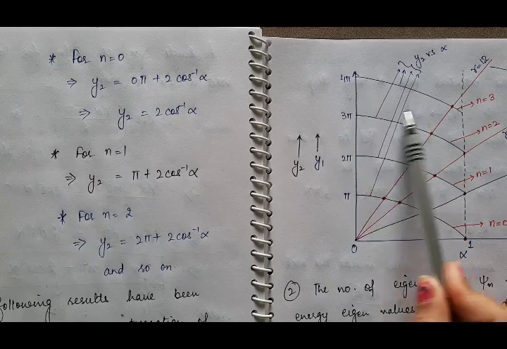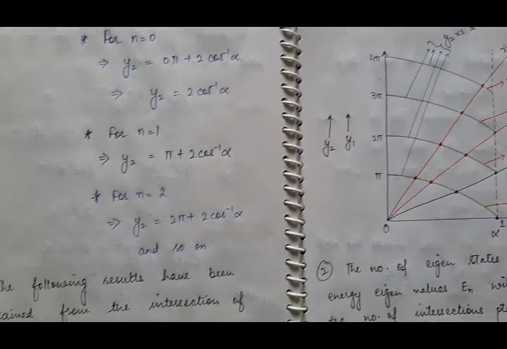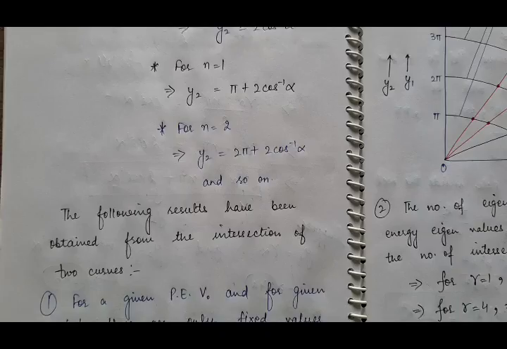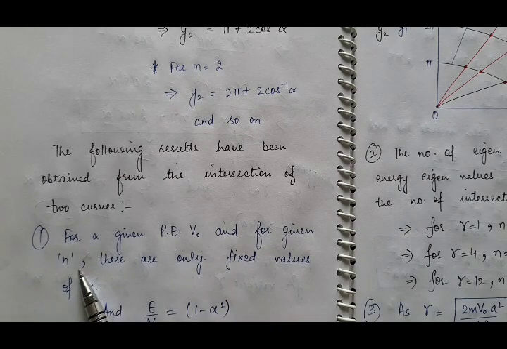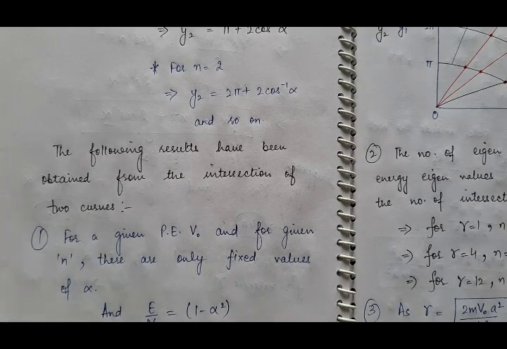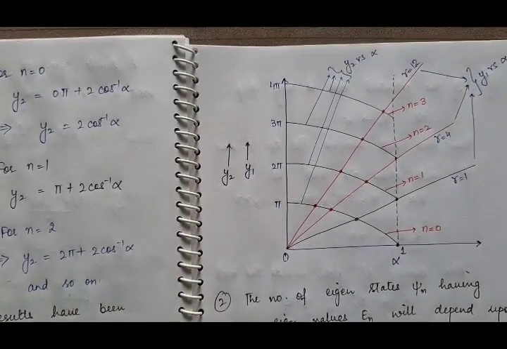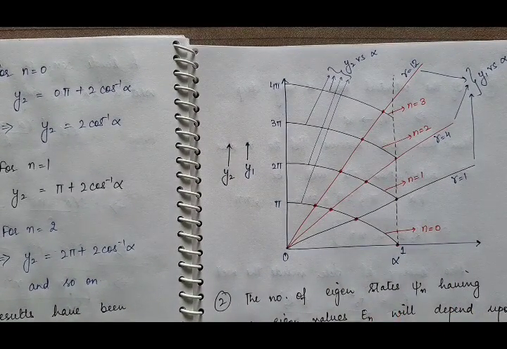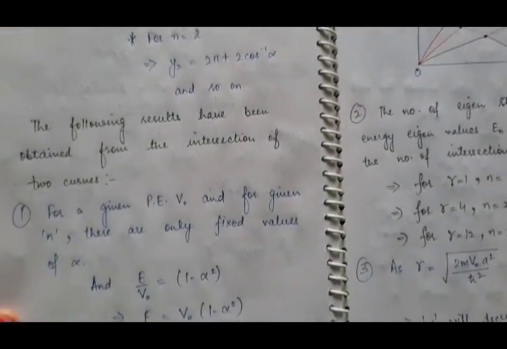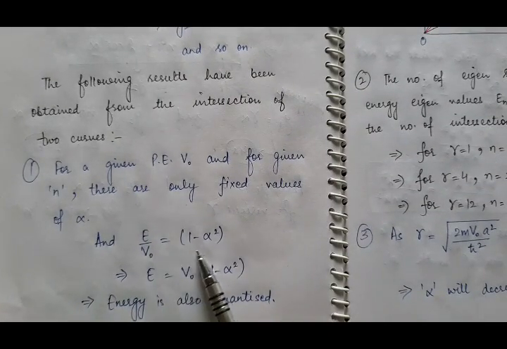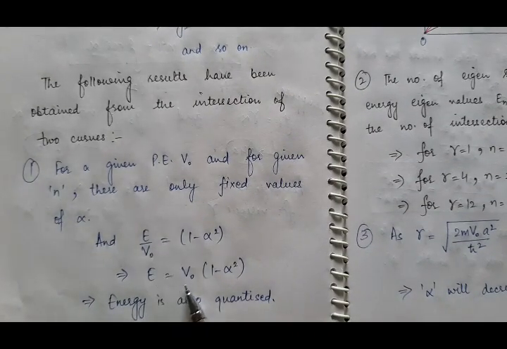Now from this graph, the following conclusions have been obtained from the intersection of the two curves. The first one is, for a given value of potential energy, that is V0, and for a given value of n, we have fixed values of alpha. How? As you can see, there are a fixed number of intersection points of the two curves. So corresponding to fixed V0 and fixed n, there will be fixed values of alpha. So what is the expression of energy? We have supposed that E by V0 is equal to 1 minus alpha square. So E will depend upon V0 and alpha.